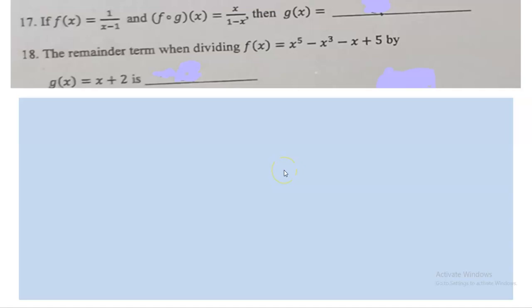Now proceeding to the next one, you have question number 17. It says the function f of x is 1 over x minus 1, and its composition function f o g of x is x over 1 minus x. So you are asked to find what g is. You see the way it has been written: this is 1 over x minus 1, whereas this is x over 1 minus x. So you need to have g of x to be 1 over x for this to come.